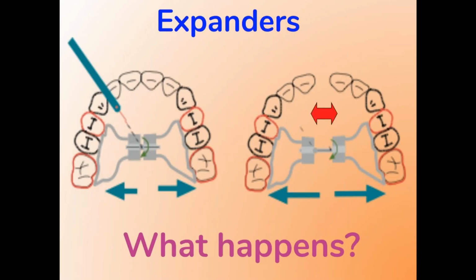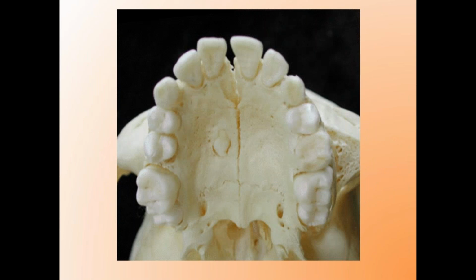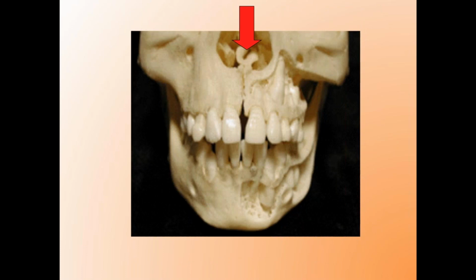So what happens when you expand? Here's a little rendition of what a palate looks like. So there's a suture, or kind of like a break in the bone where the two shelves have come together. And this suture is still open, and there's kind of a ligament joining these when a patient is young, kind of before the time of puberty.